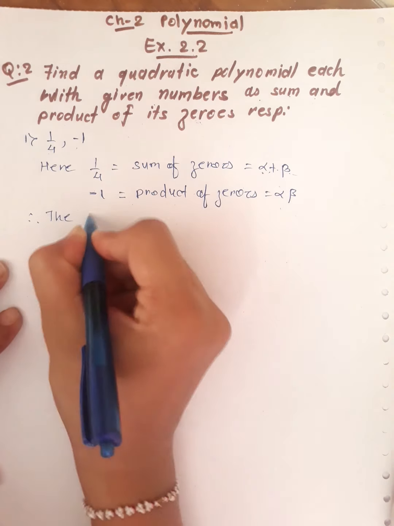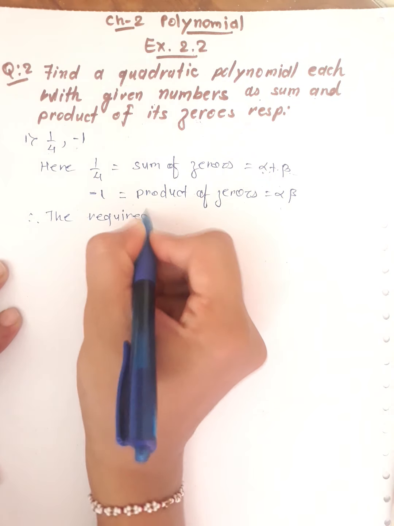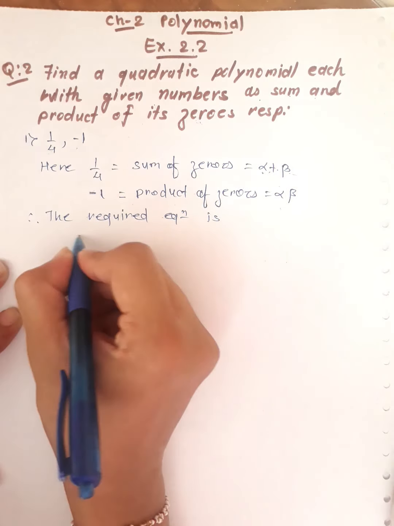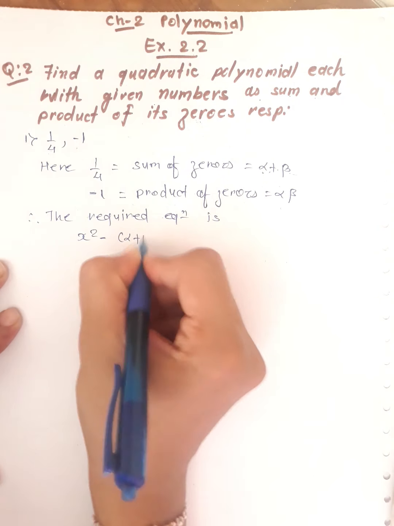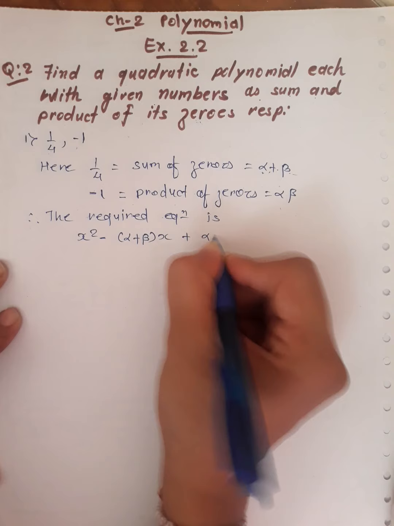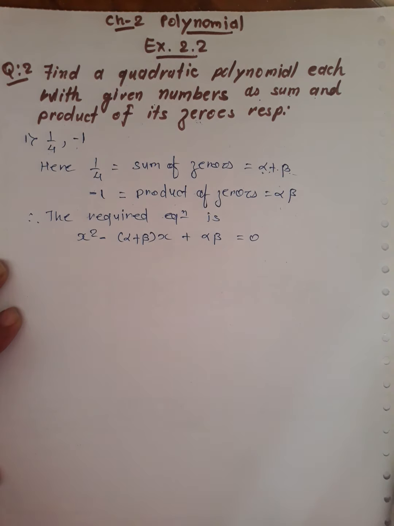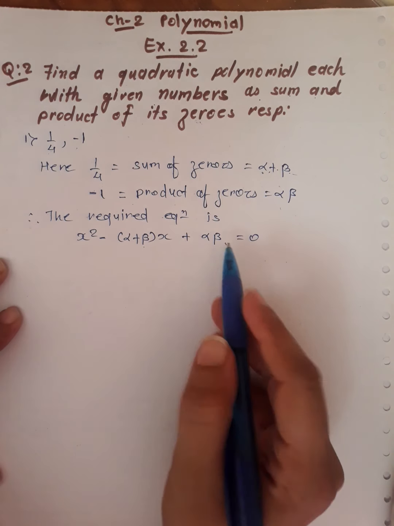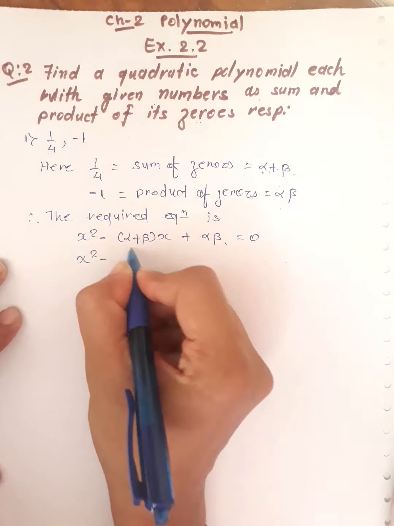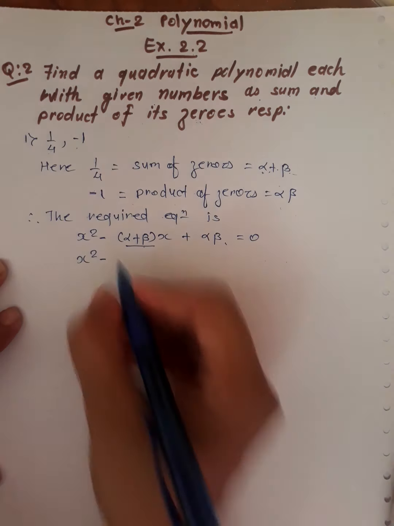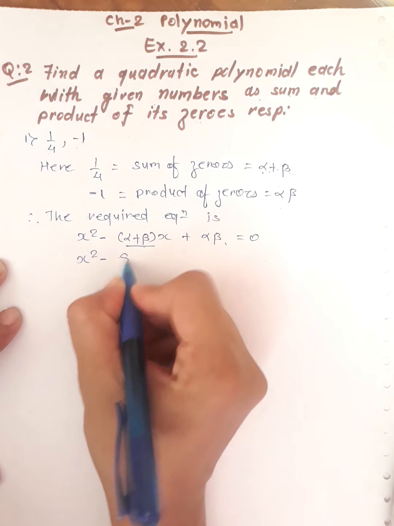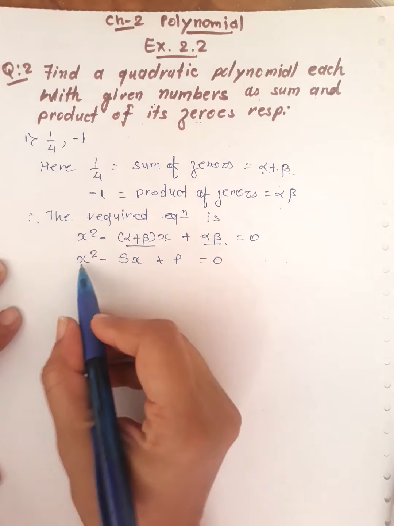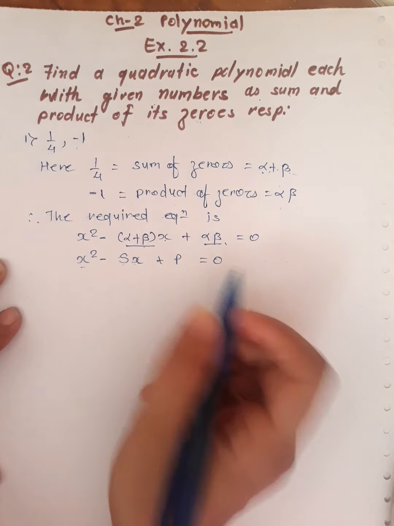Therefore the required quadratic equation is x square minus (alpha plus beta) into x plus alpha into beta is equal to 0. So this is the required quadratic equation when the sum and the product of the zeros are given. If you want to remember it well, you can also remember it this way: the sum of the zeros, that is s, and the product of the zeros, that is p. So the equation is x square minus sx plus p is equal to 0.